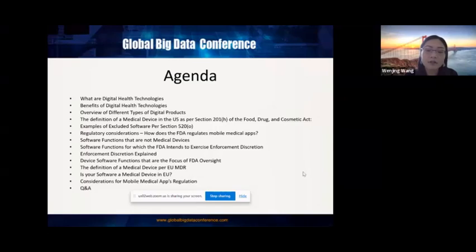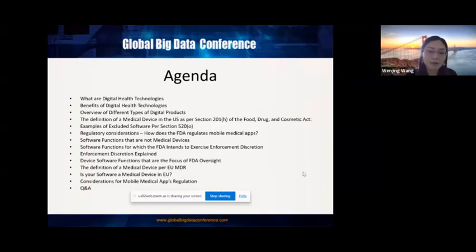And some regulatory considerations on how the FDA regulates mobile medical apps and some of the functions that are not considered medical devices in the US, and some software functions for which the FDA intends to exercise enforcement discretion. And then I'm going to explain what enforcement discretion means from the FDA's perspective, followed by software functions that are not the focus of FDA's oversight.